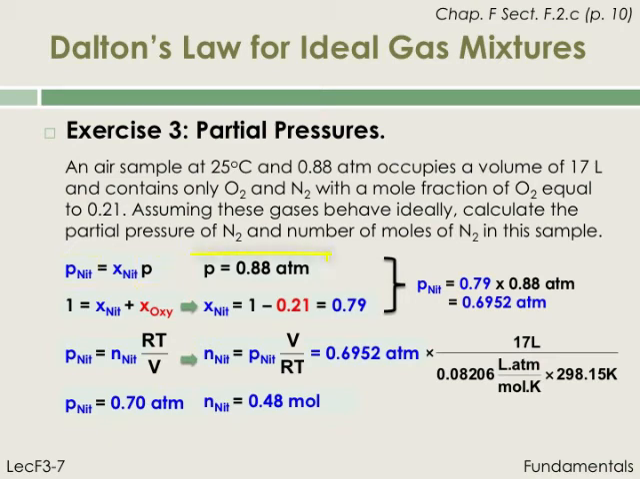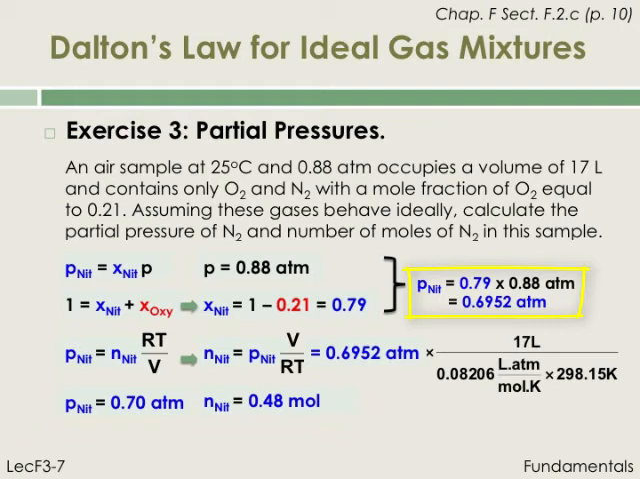So if we have P equals 0.88, I need to get the mole fraction of nitrogen. Well, if I only assume that I have nitrogen and oxygen present in the mixture, then the sum of the mole fractions of nitrogen plus oxygen is 1. Therefore, X_N2 is 1 minus that of oxygen, which is therefore 0.79.